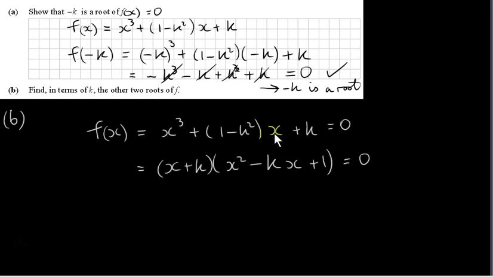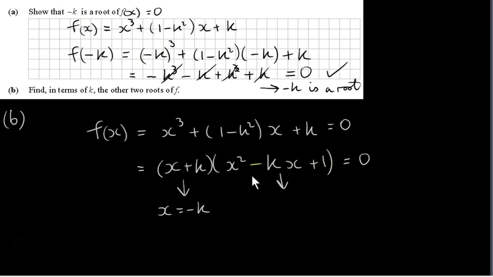So now, what have we done? Well, here is our equation f of x equals 0. We're looking for the roots of it. We have factorized this equation into a linear factor and a quadratic factor. The product of these must be 0. The only way that a product can be 0 is if either factor is 0. So if we set x plus k equal to 0, we get x equals minus k. That just gives us back the root that we were given at the very start.